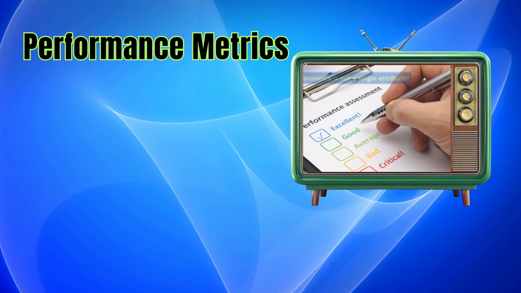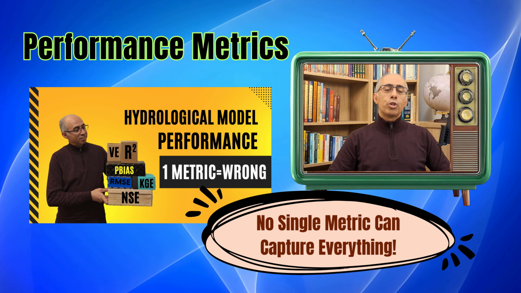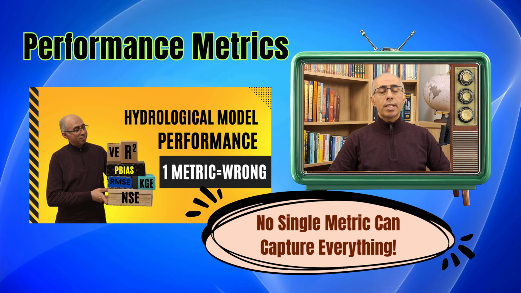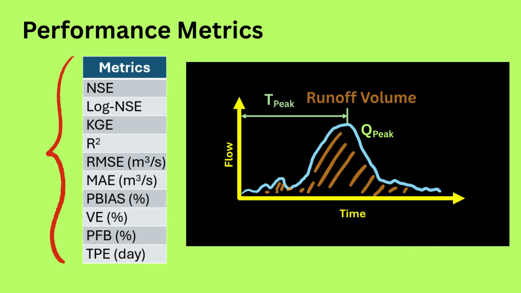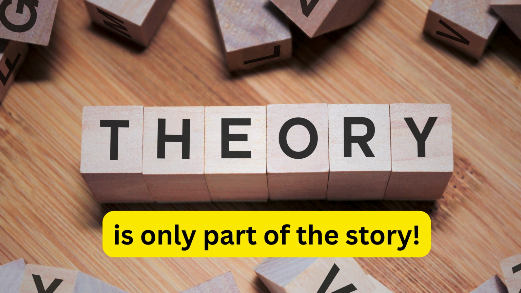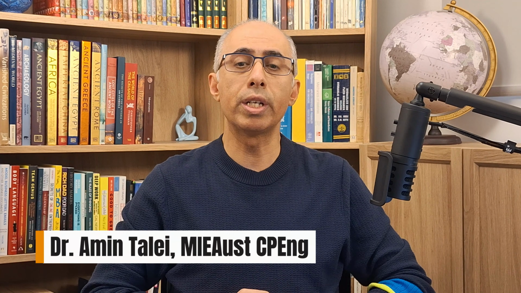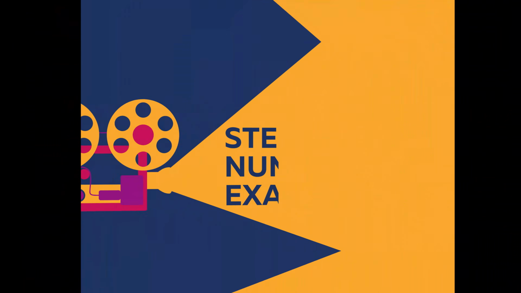In the previous video, we explored why no single performance metric can fully describe how well a hydrological model performs. And we introduced 10 commonly used metrics, each capturing a different aspect of the hydrograph. But understanding the theory is only part of the story. In this video, we take the next step and bring all those metrics into practice, calculating them step by step in Excel and applying them to a simulated hydrograph.